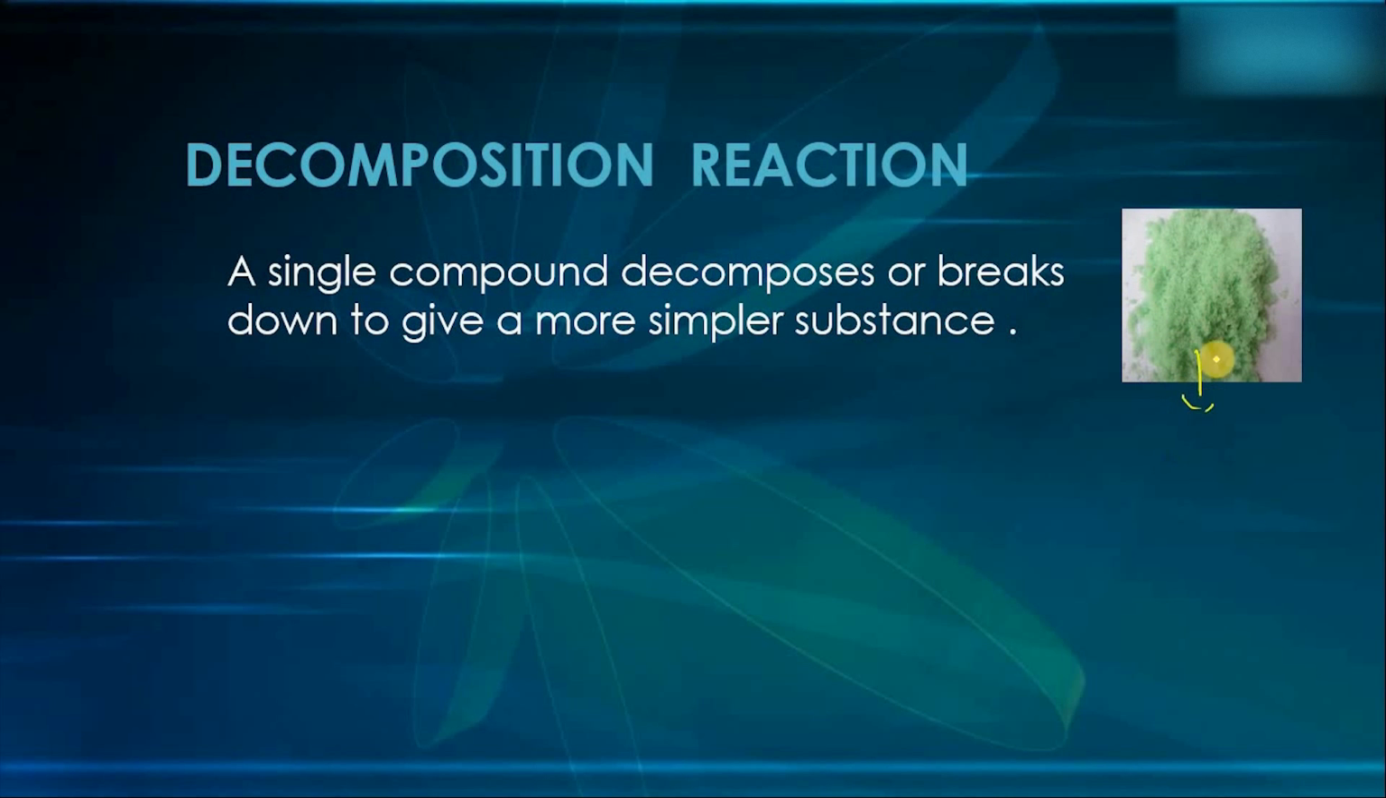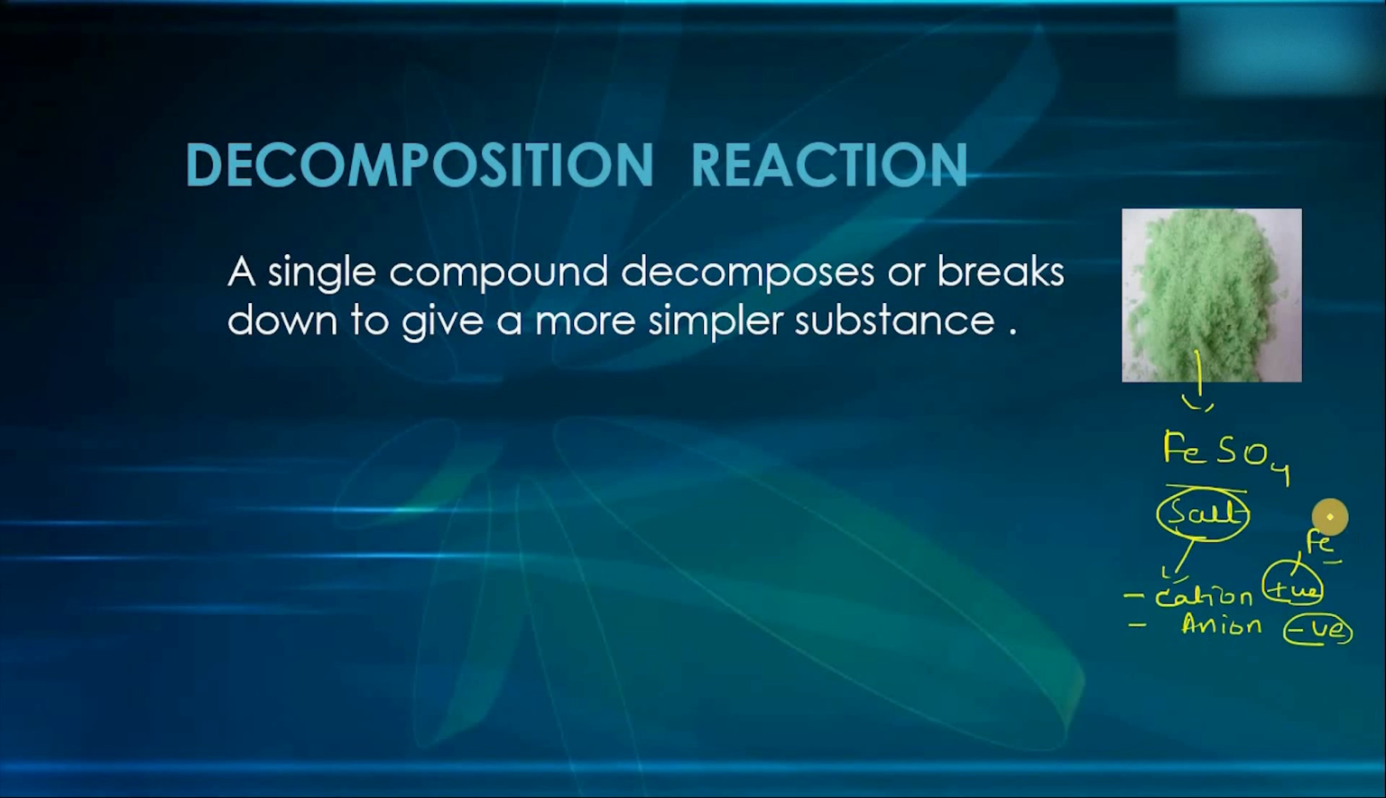Here, what you see in this picture is a green colored compound, that is iron sulfate. Now, this is a salt. When do I say that something is a salt? When it has two components, cation and anion. Cation is the positively charged ion, while anion is the negatively charged ion. Here in FeSO4, that is ferrous sulfate, cation is iron ion, while sulfate ion, that is SO4 2 minus, is anion. Now, as you can see, 2 plus and 2 minus cancel each other and it becomes FeSO4.